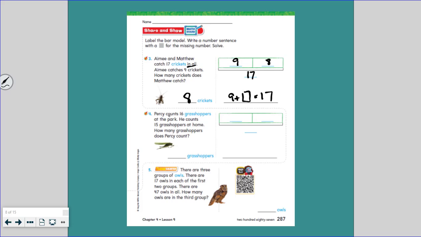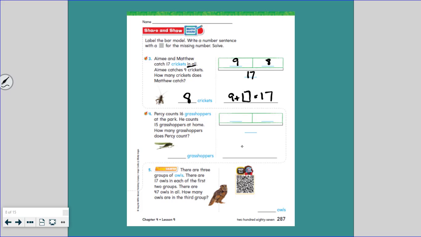All right, so Percy counts 16 grasshoppers at the park. He counts 15 grasshoppers at home. How many grasshoppers does Percy count? So you're trying to figure out how many grasshoppers Percy counted. So go ahead and pause your video, work through this, and unpause it and see if you got it right.